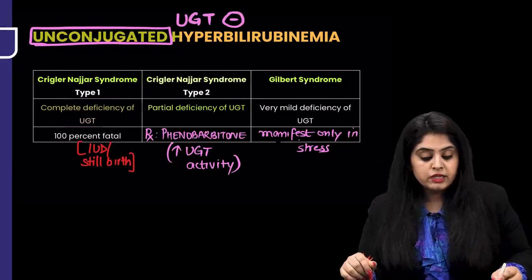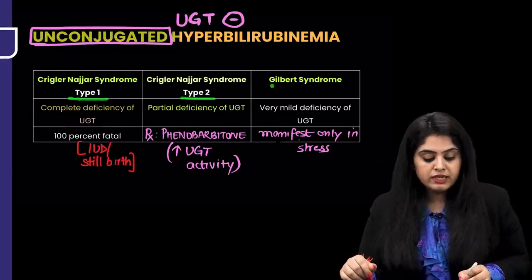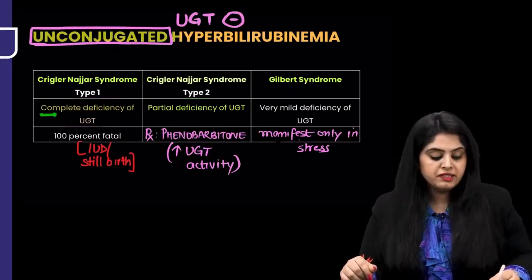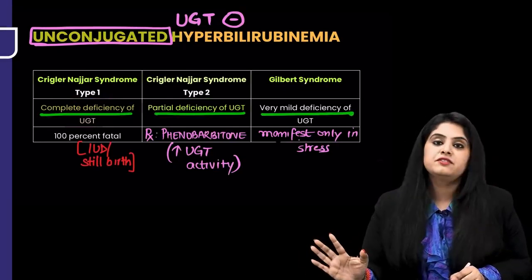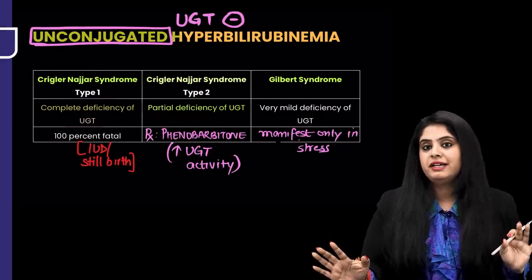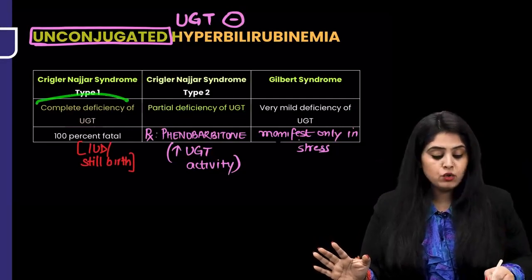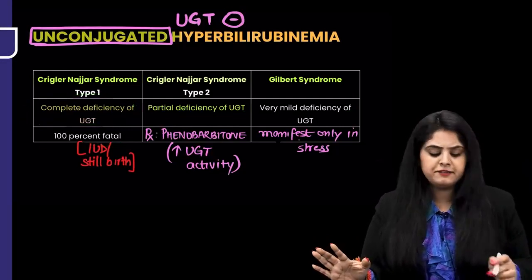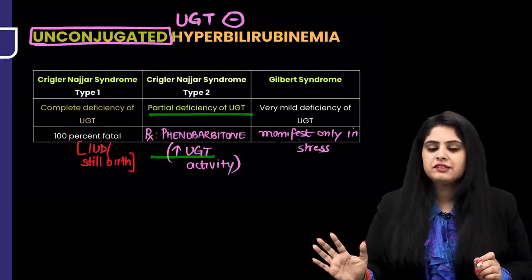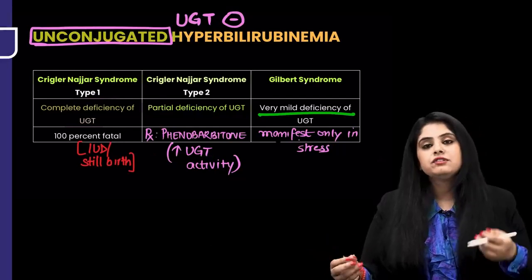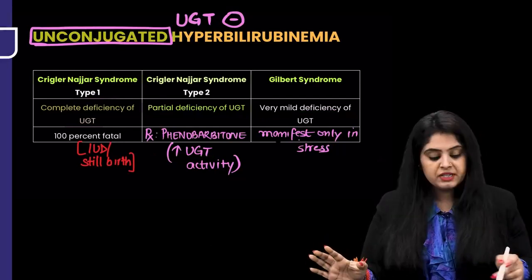So what did I tell you? In Crigler-Najjar type 1, type 2 and Gilbert, what did we see? 100% deficiency, a little bit of deficiency, and very little deficiency. Remember it as max, medium, minimum, right? So when there is total deficiency, it is not compatible with life. With a little deficiency, give a drug and the patient will survive. And with a very mild deficiency, it is more or less asymptomatic.